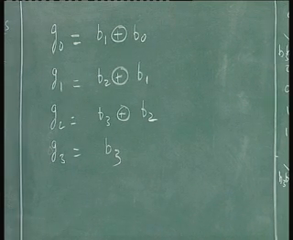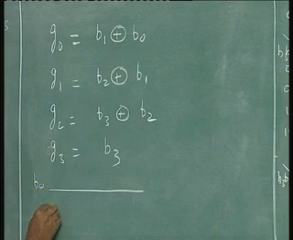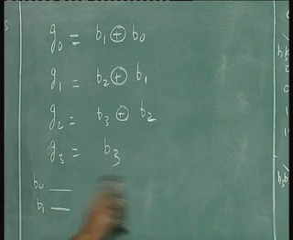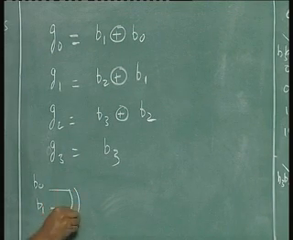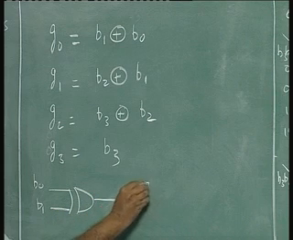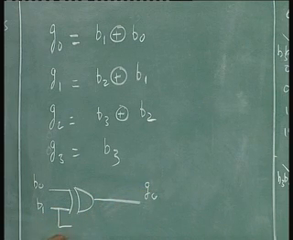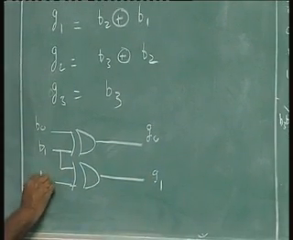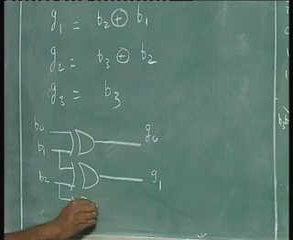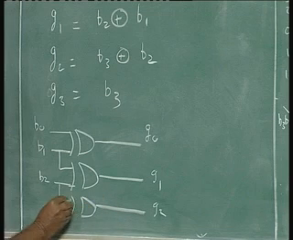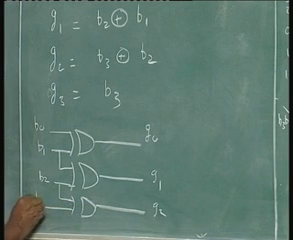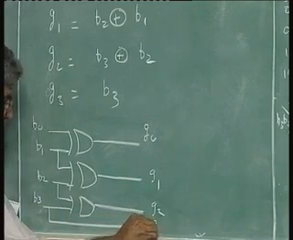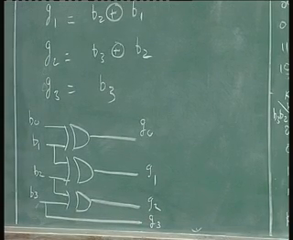Now you can very easily draw this: B0, B1, this is G1, G0, G1, G2, G3. Very simple circuit, 4 exclusive OR gates.